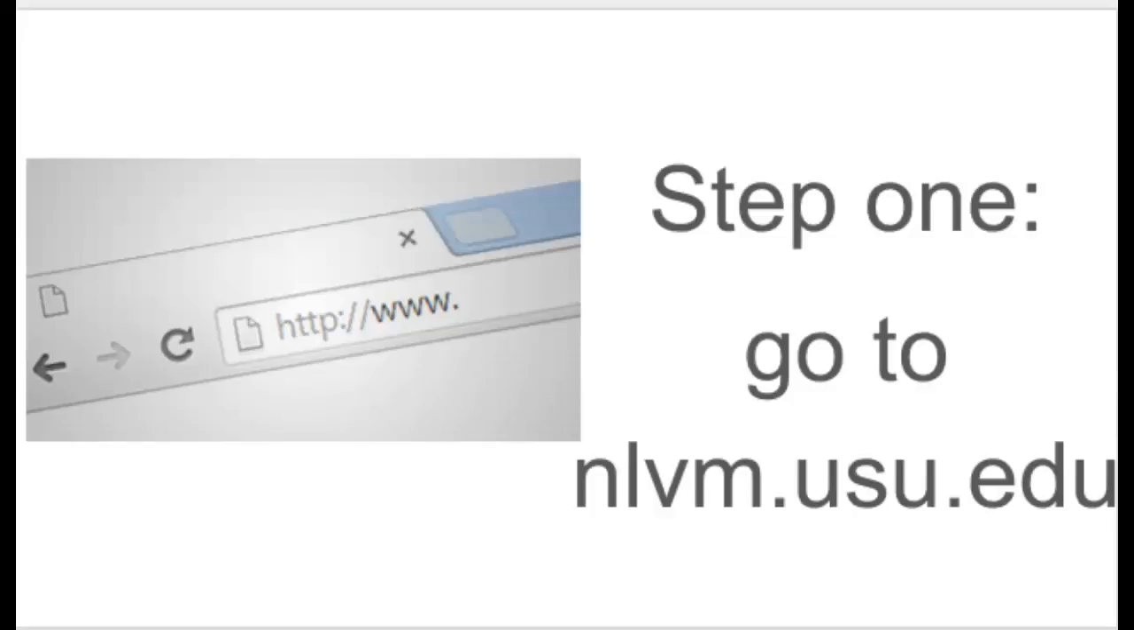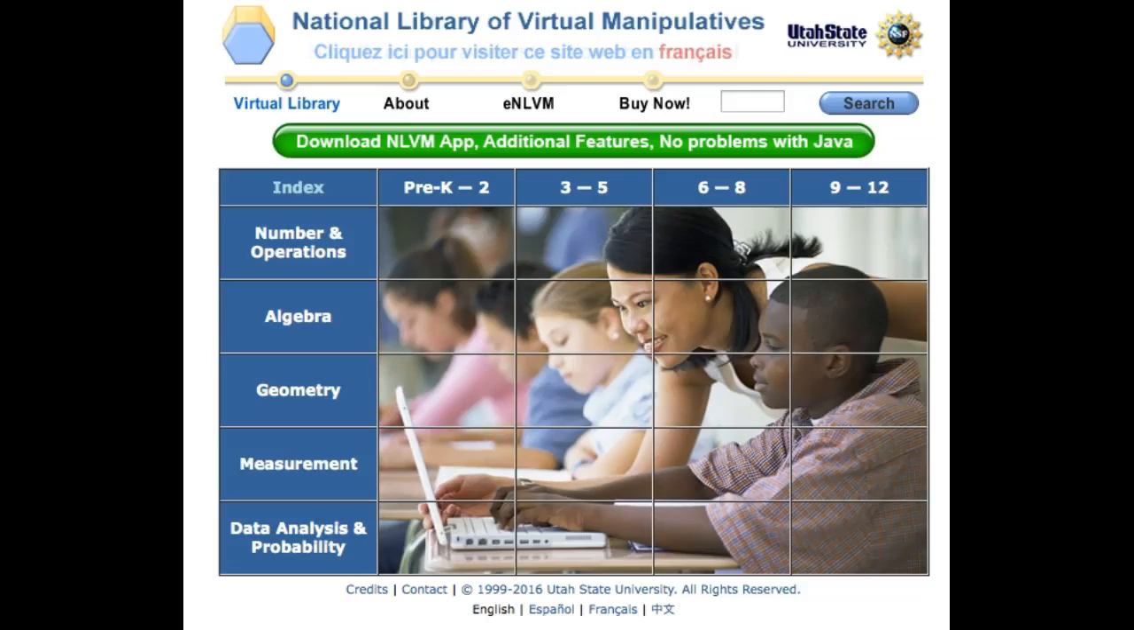You can go to their website two different ways. You can just search it in the search bar, or you can go to a specific search engine and search it that way. What you will type into your search engine or web browser is nlvm.usu.edu. Once you do that, this is the screen that will pop up. So once you see the screen, you will go on to step 2.